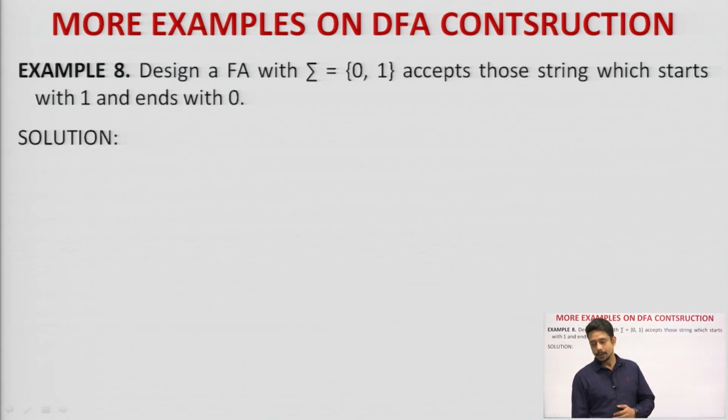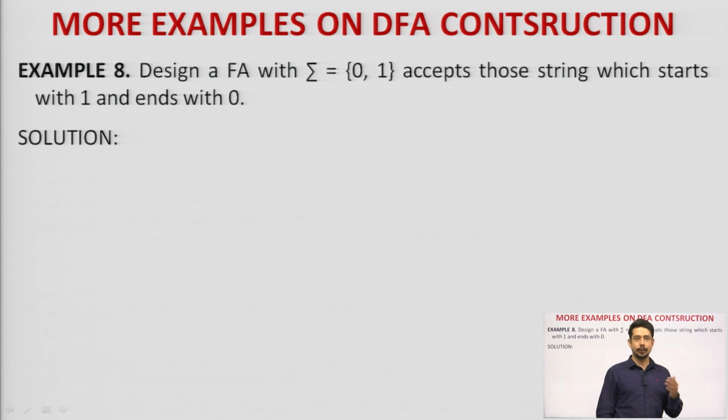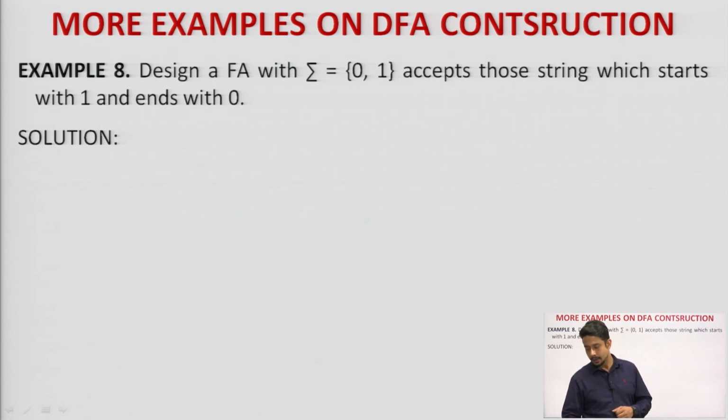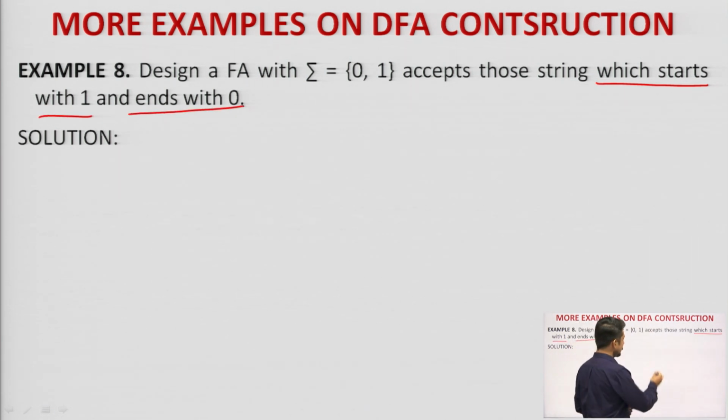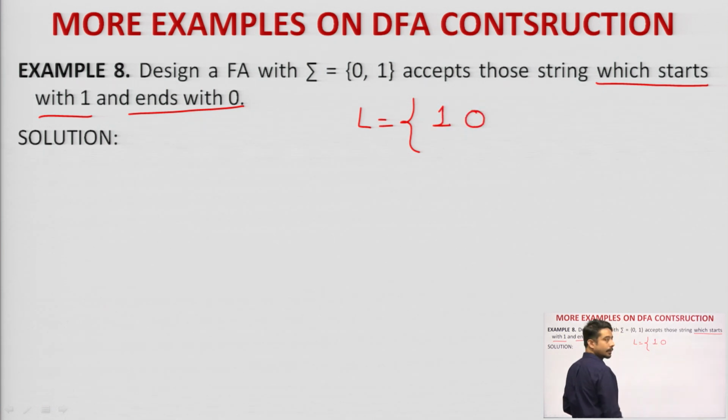Next, let us go with example number 8. Example number 8 will be a very simple one. I have given the question as: a string that starts with 1 and ends with 0. So, that means the initial string will be 10, correct. That means starts with 1 and ends with 0, correct. Now, in between there are no restrictions, it can be any combination of 1 and 0, right.